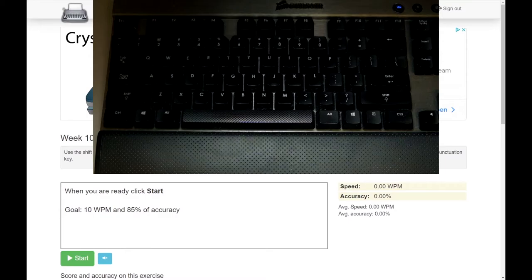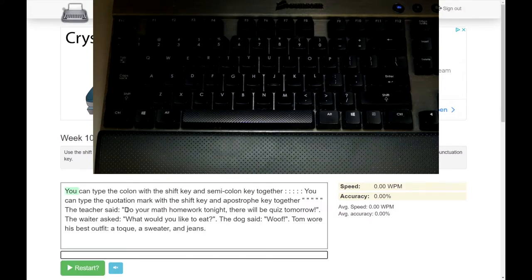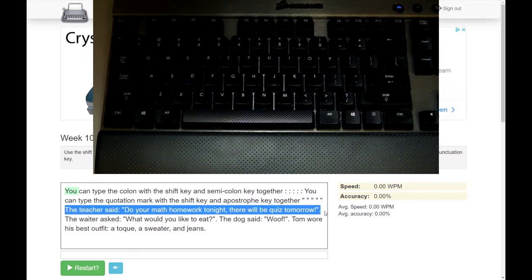This final exercise focuses on the colon key and quotation marks. The colon key and quotation marks are used when you want to type someone saying something. So let's click start and read the exercise first. For example, here, let's read it. The teacher said, "Do your math homework tonight. There will be a quiz tomorrow."